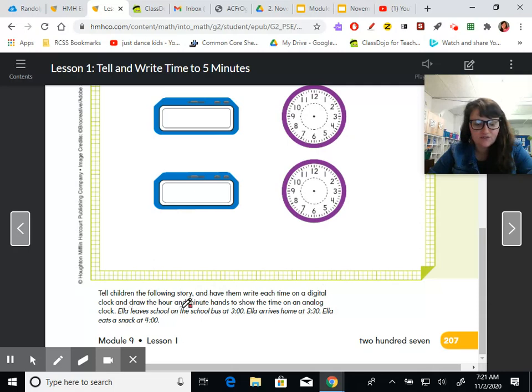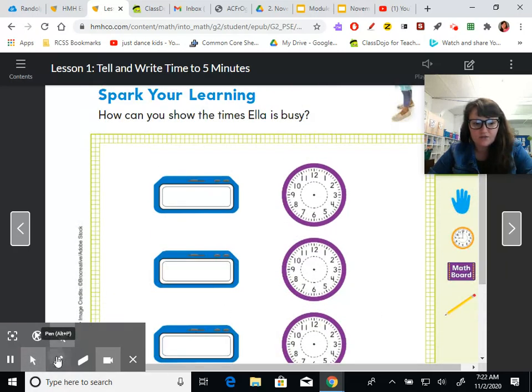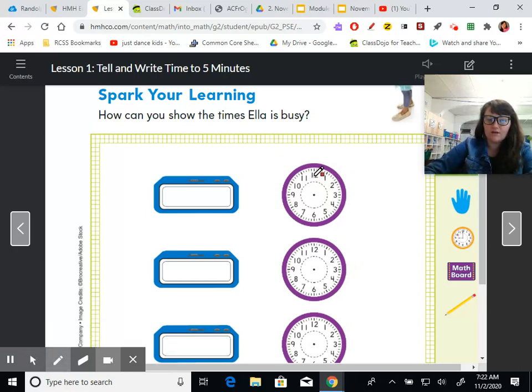So Ella leaves school on the bus at 3 o'clock. Okay, so 3 o'clock is the first one. Ella arrives at home at 3:30, and then Ella eats a snack at 4 o'clock. So we have 3 o'clock, 3:30, 4 o'clock. Okay, so let's see if we can remember that. All right, so now we have to draw it on the clock.